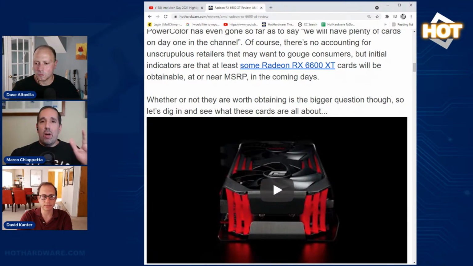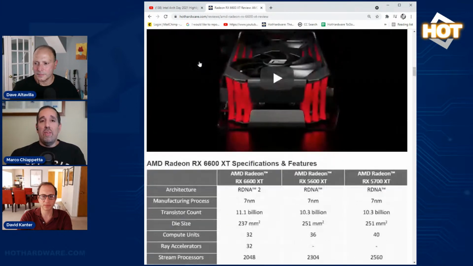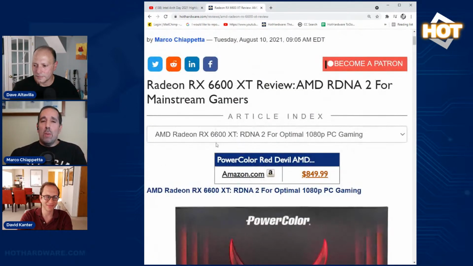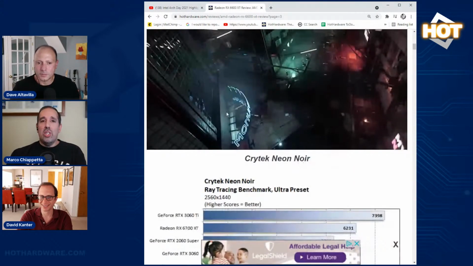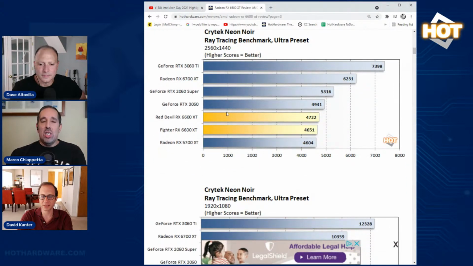But pricing is where all the discussion has been. MSRP 379. There were actually cards available at MSRP, which is somewhat of a miracle. But that MSRP is only $20 below a 3060 Ti, which offers significantly more performance. But you can't buy 3060 Ti's anywhere close to MSRP. So it's a dicey discussion.